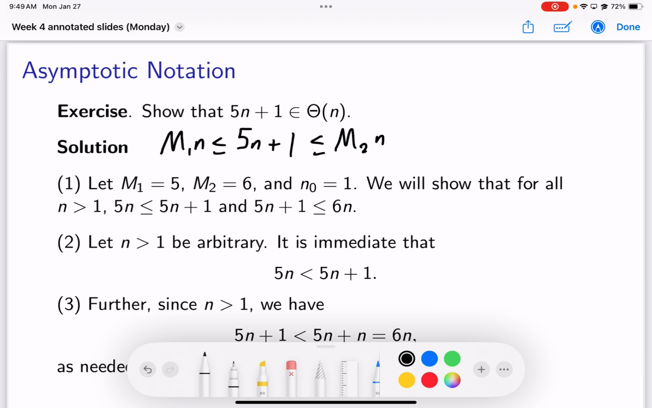You only have to employ the more complicated mathematical techniques from the other slides if guessing and checking doesn't work, which it often won't, so it's good to know the techniques. But this example is nice and simple. Now we want to find m2. We want to make it so 5n plus 1 is less than or equal to m2 times n. And like before, the expressions already look very similar. So we can just guess. Maybe it's 6.